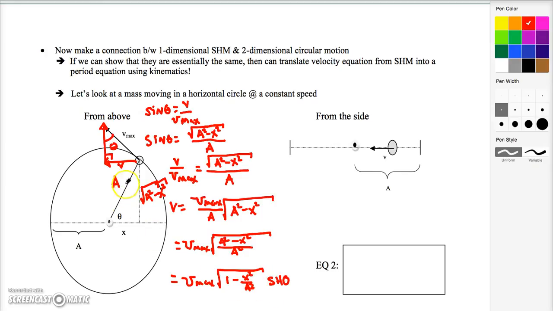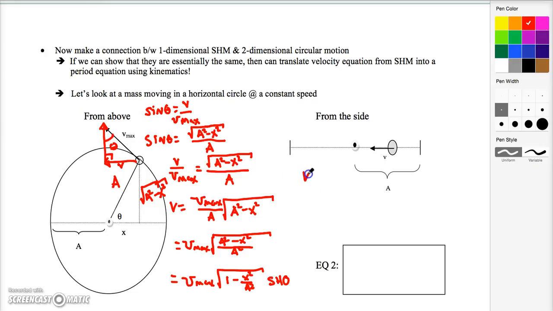So this is kind of a little proof that an object going around in a circle is essentially a simple harmonic oscillator. So if we watch this object, as I mentioned, like the coffee cup from the side, what we'd see is this thing is oscillating back and forth, going the fastest in the middle.